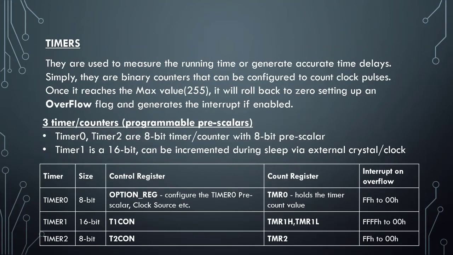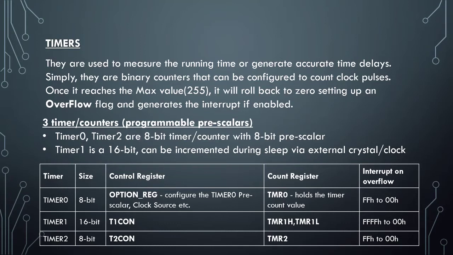In the next peripheral, we looked at the timers, which also play an important part in embedded systems, especially the microcontroller. Timers are used to measure the running time or generate accurate time delays. Simply, they are binary counters that can be configured to count clock pulses. Once the count reaches the maximum value of 255 for an 8-bit timer, it rolls back to 0, setting an overflow flag and generating the interrupt if enabled.